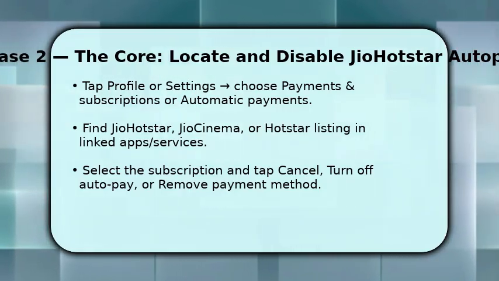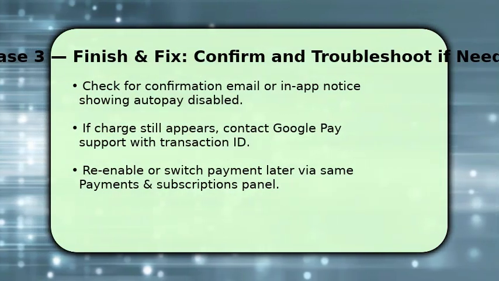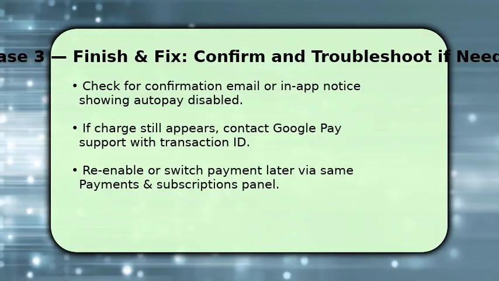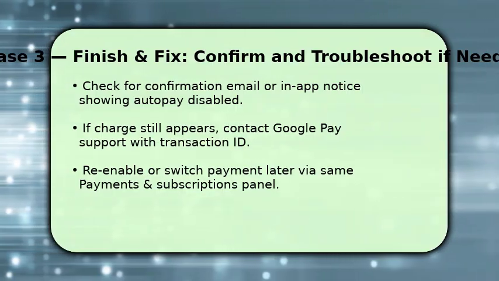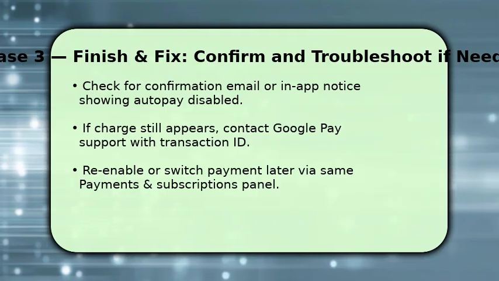Check Google Pay notifications and your email for a confirmation that Autopay is disabled. Once done, monitor the next scheduled billing date to ensure no charge posts. If a payment still posts, immediately note the transaction ID and contact Google Pay support.